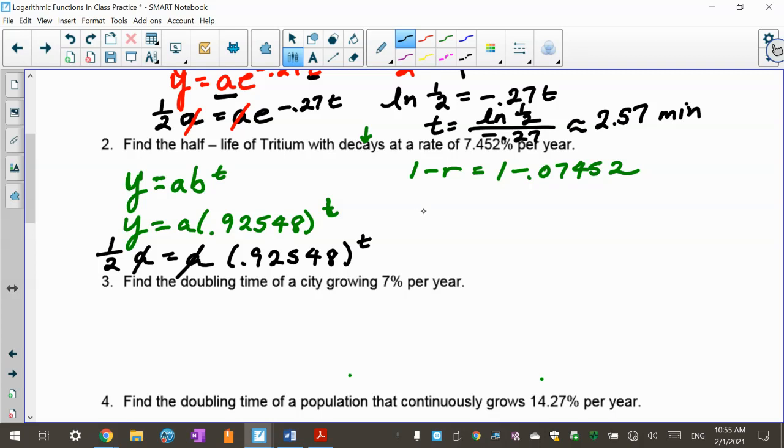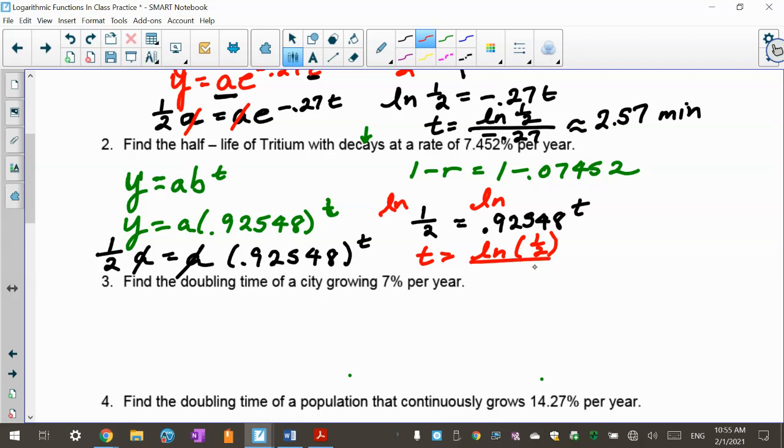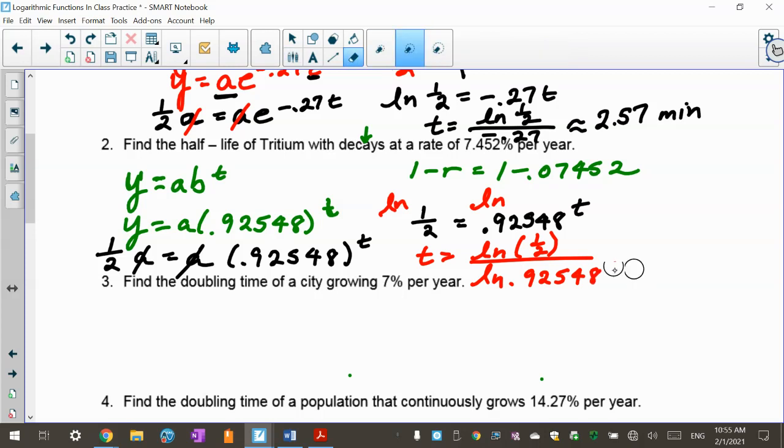So now I'm going to say 1/2 equals 0.92548 to the t. I'm going to natural log both sides. Now, by using this formula, you can't really cancel anything out. So I know that t equals the natural log of 1/2 divided by the natural log of 0.92548. And when I put that in my calculator, I get about 8.95 years or 9 years.